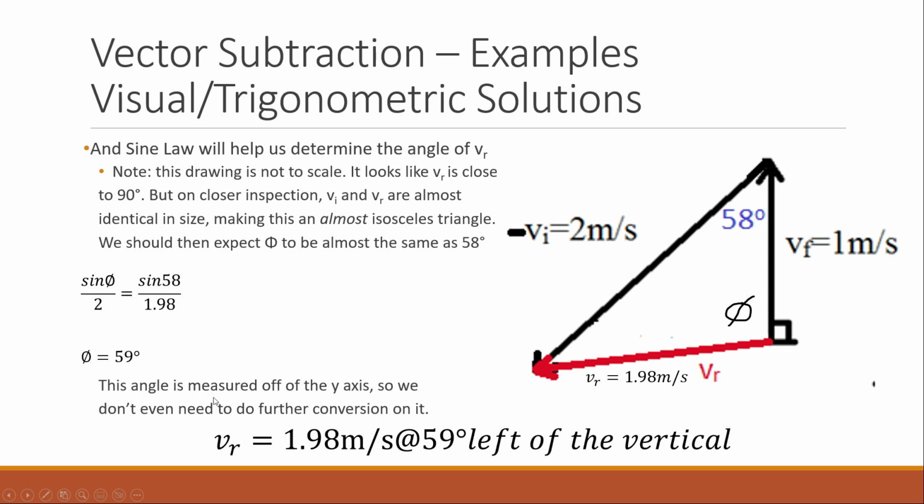So that's nice. This phi is also measured versus this y-axis. So I actually don't need to do further conversions to compare it to an x or y-axis because it's measured on Vf, which is totally vertical, which is the y-axis. So I just get to use that for my answer now. The resultant velocity is 1.98 meters per second at 59 degrees to the left of the vertical. Is my drawing very good? No, it is not. But it doesn't need to be. We have cosine law and sine law to make up for our inadequacies there.